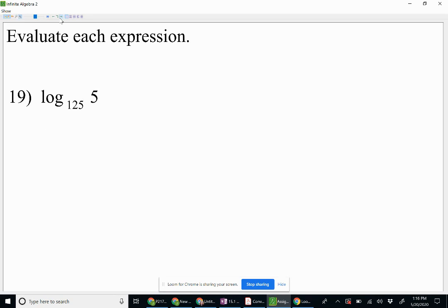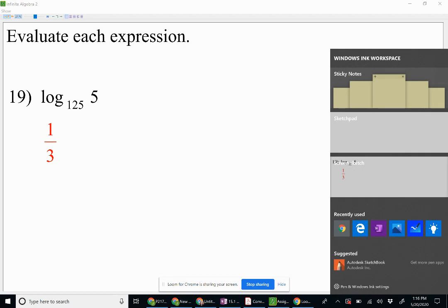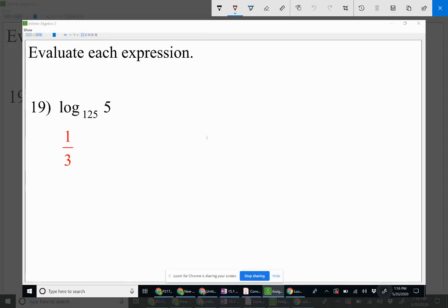And last one. This time we're getting smaller. 125 to what power is 5? So we know it's going to be a fraction. We're taking a root of 125. What root of 125 equals 5? Well, the cube root of 125 equals 5. So our answer is 1/3. 125 to the 1/3 equals 5.